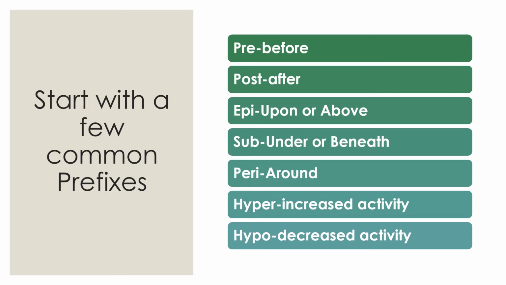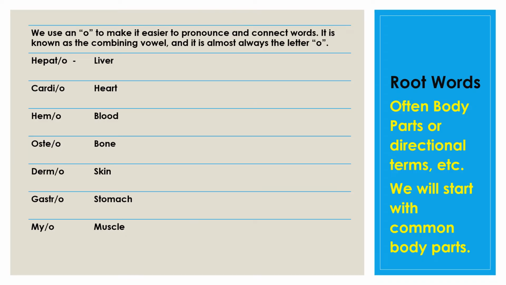Let's continue. It's a little harder to see, but these are some root words I picked out, and I'm going to use body parts to start. Hepato for liver. We've all heard of hepatitis. Cardio, we all know that with the heart. Hemo for blood, like hematology. Osteo for bone, like osteoarthritis. Dermo, skin, like if you went to see the dermatologist. Gastro is stomach, and myo is muscle. Just the tip of the iceberg, body parts.